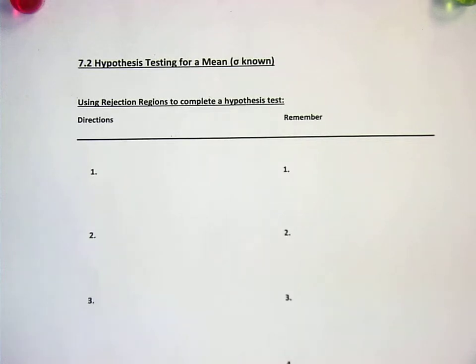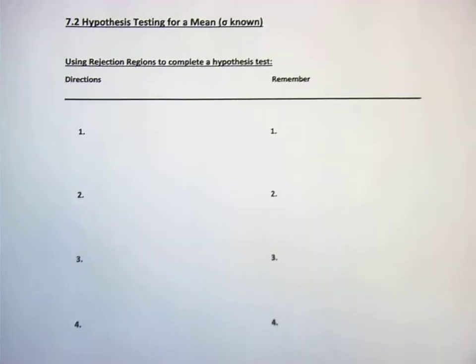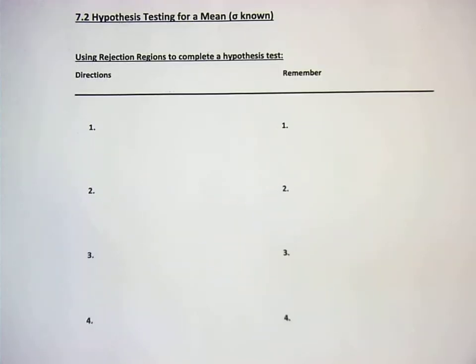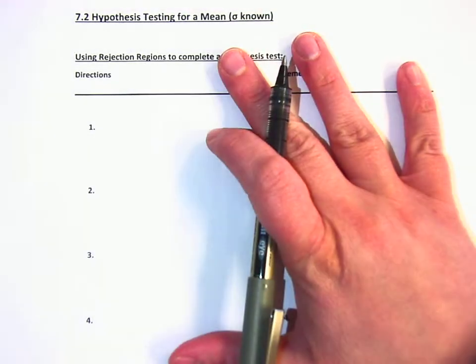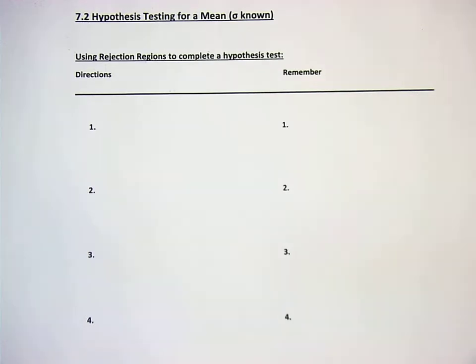7.2. 7.2 is going to be broken up into 2 days. So we're going to do the first page front and back the first day, and the second page front and back the second day. And then this whole big assignment, which is not too big, will be due on Monday when I get back.